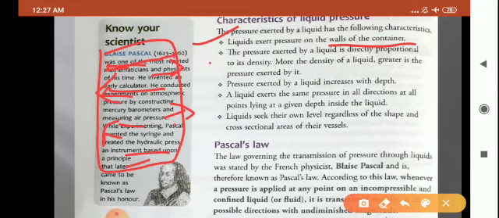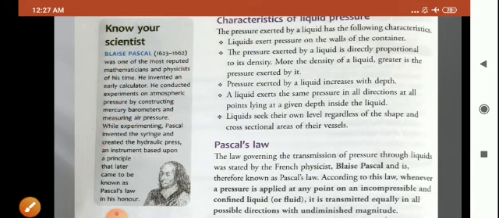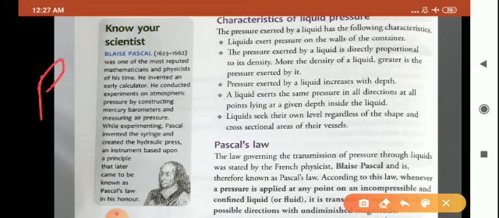Okay, the pressure exerted by a liquid is directly proportional to its density. The more the density of the liquid, the greater the pressure exerted by it. Now this point is new to you children, that the pressure exerted by a liquid is directly proportional to the density of the liquid.